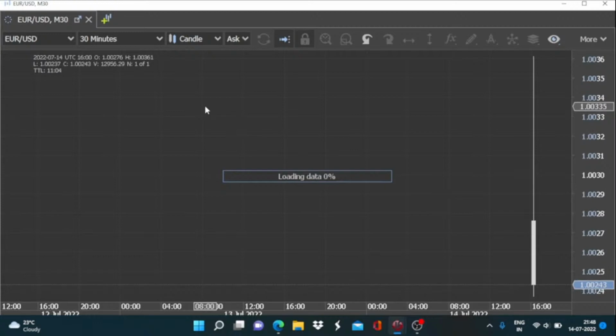I think the net is slower, because of that it is taking time. Just let us give it a few more seconds. Okay, it seems to be loading now.